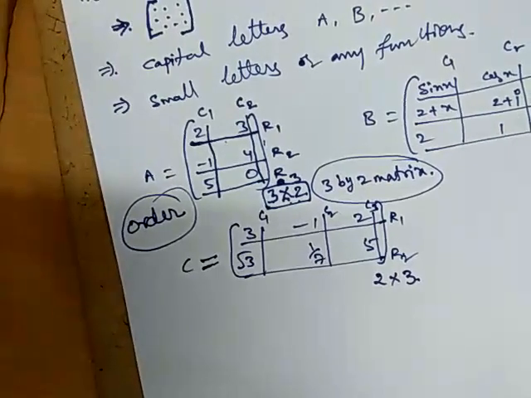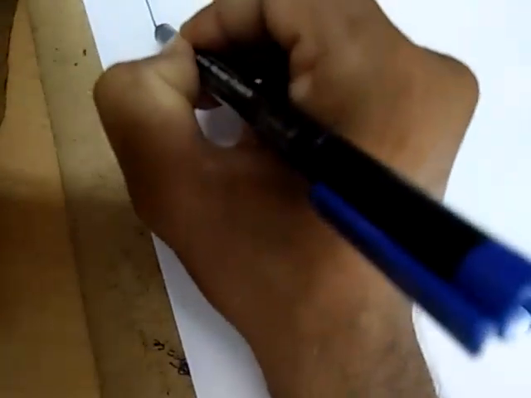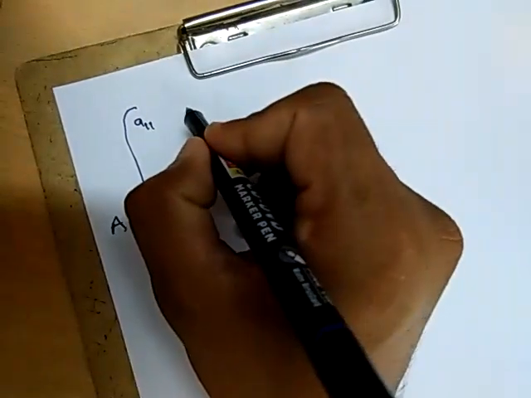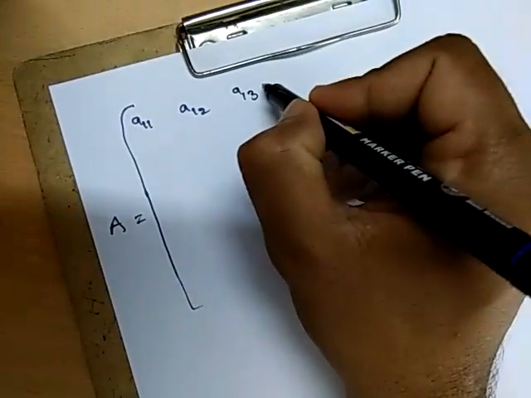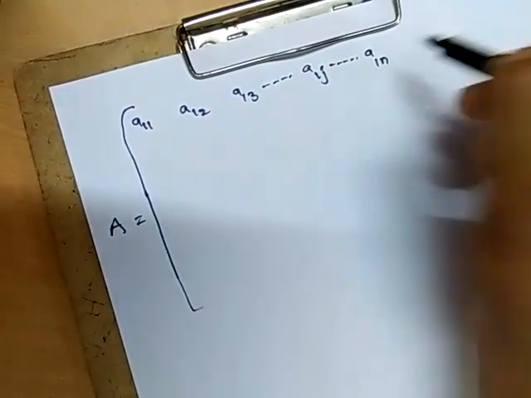Next, the general form of a matrix. I'm taking one matrix, and I am denoting this matrix as capital A. The elements of this matrix are a11, a12, a13, and so on, a1j, and so on, a1n.